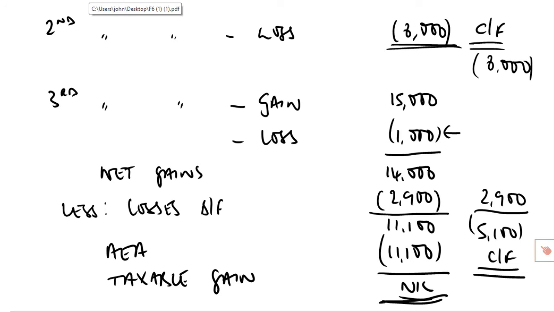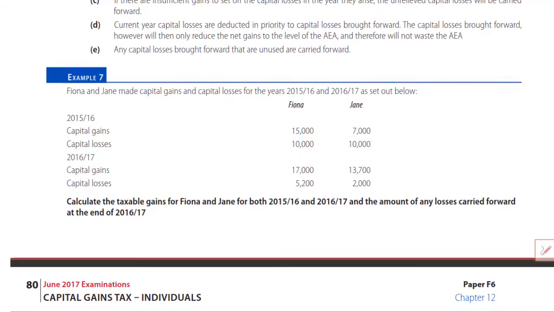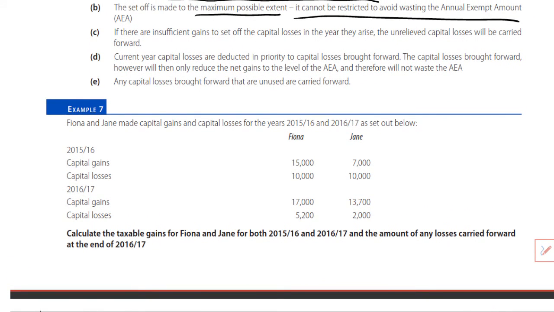Alright, now with that in mind, let's just go back. We have, as luck would have it, a little example there where we've got Fiona and Jane, and you've got to calculate taxable gains for Fiona and Jane for both 15-16 and the 16-17 tax years, and the amount of any losses carried forward. So put into practice what I've just shown you there, please, and then check out with the answer in the back. So pause for a moment while you do that, then rejoin us again once you've checked your answer.